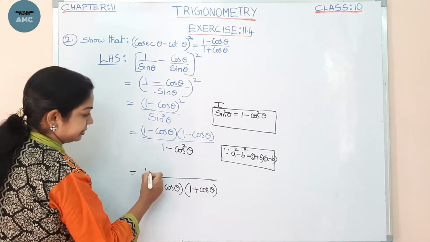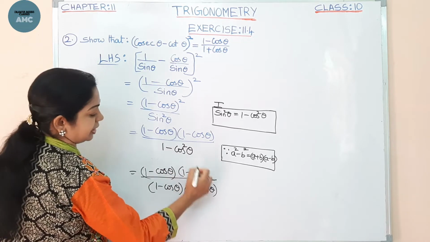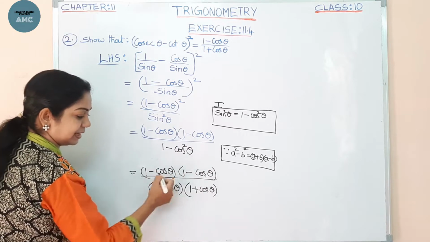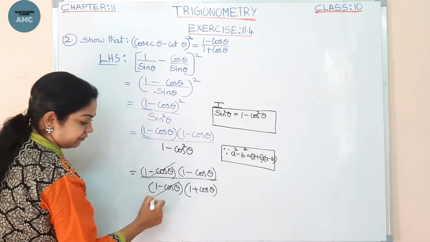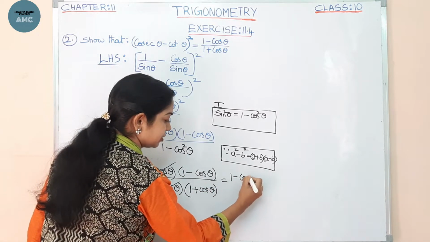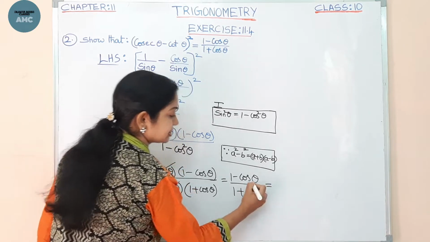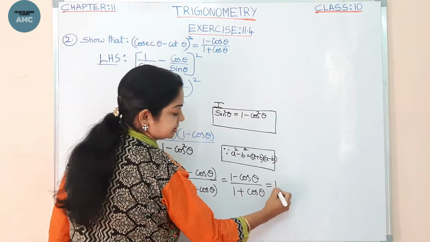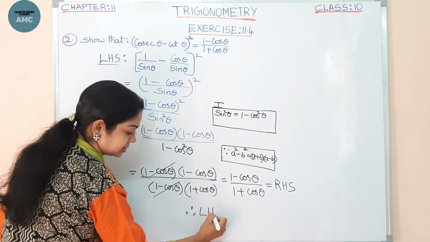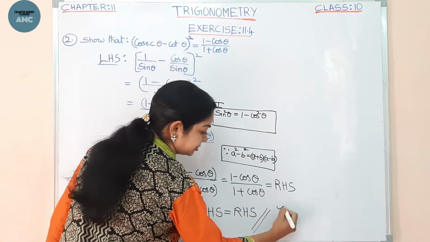And the numerator part as it is, we write 1 minus cos into 1 minus cos. Clearly, because this is multiplied in both, we can cancel off 1 minus cos with 1 minus cos. Here, what remains is 1 minus cos theta by 1 plus cos theta. This itself is our RHS, isn't it? So, therefore, LHS is equal to RHS. Thus proved.